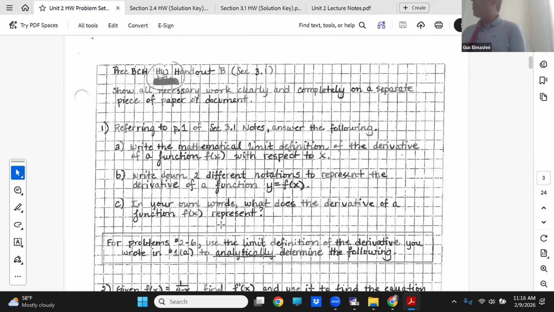F prime of x or y prime? On the first page of the 3-1 notes, all those different ways, where I wrote the phonetic ways like df, dx, dd of x. That's all. Yep, that's it.